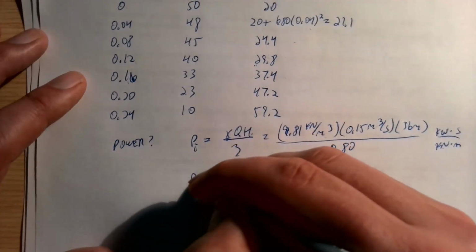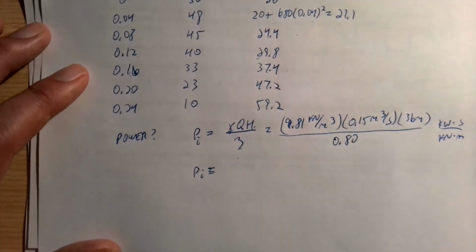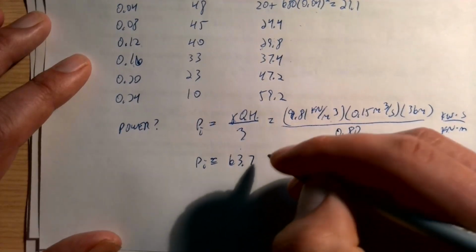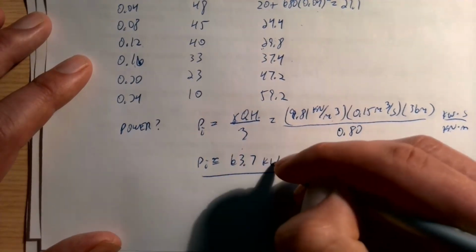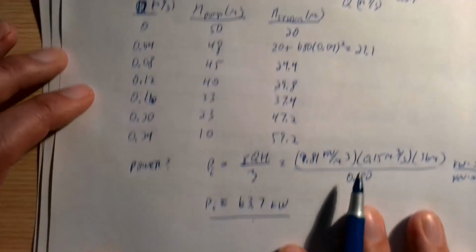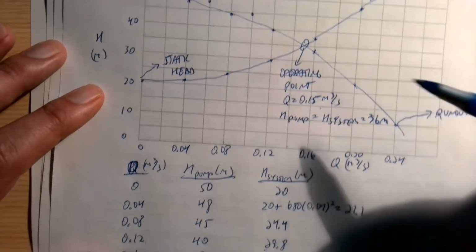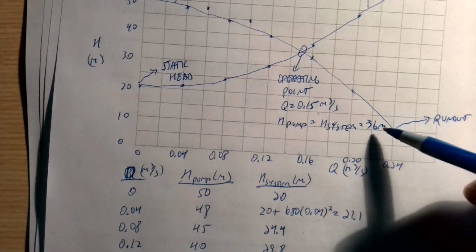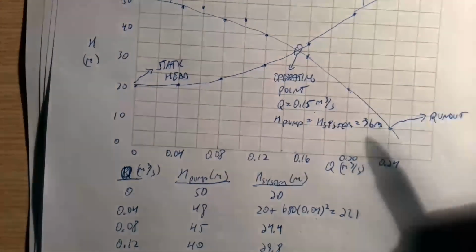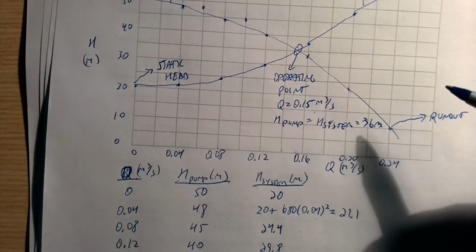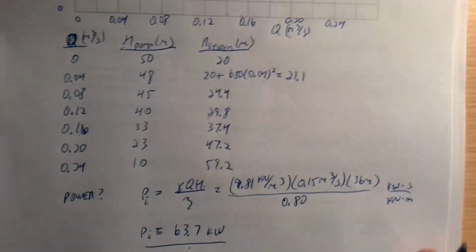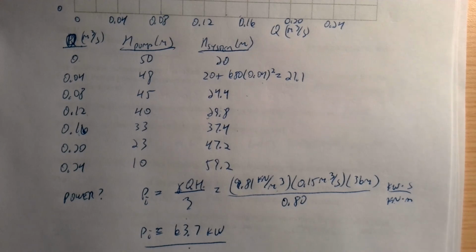So the input power that I need comes out to be 63.7 kilowatts. So that's how much energy you would need to pump 0.15 cubic meters per second, and the head that the pump would be putting out is 36 meters, and that would also be the head that's lost as the water goes between the two reservoirs. So that's how you can use a pump curve and a system curve to analyze a pump to figure out what its flow rate will be. We'll pick up there next time.